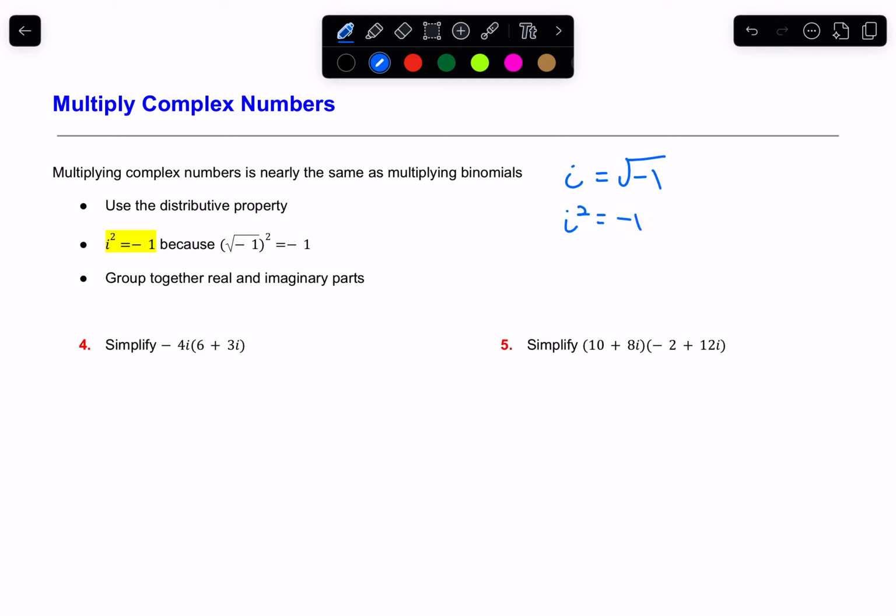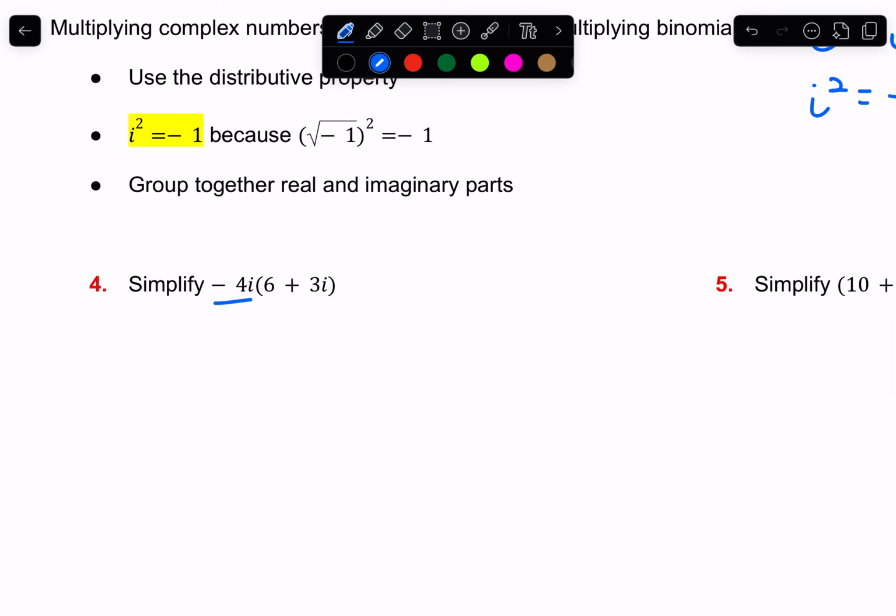When we multiply things out, we multiply as if i was a variable, just treat it like an x, but i squared will be equal to negative 1. For number 4, we're going to distribute negative 4i to 6 and 3i. Negative 4i times 6 is negative 24i. Negative 4i times 3i is negative 12i squared. So that felt normal. All we did was distribute as if it was an x. But now we replace i squared with negative 1.